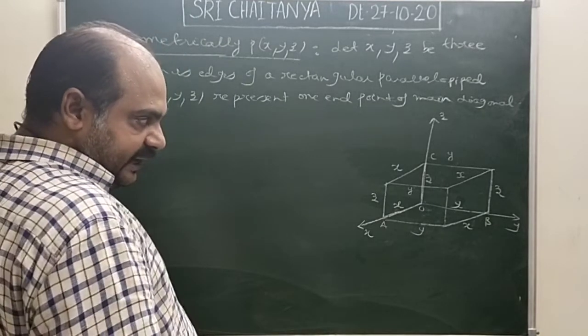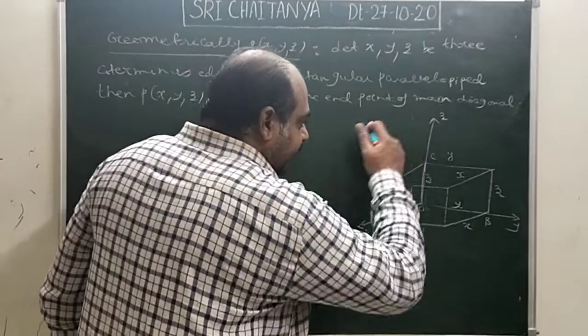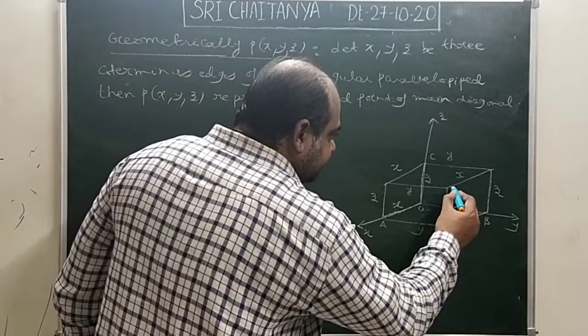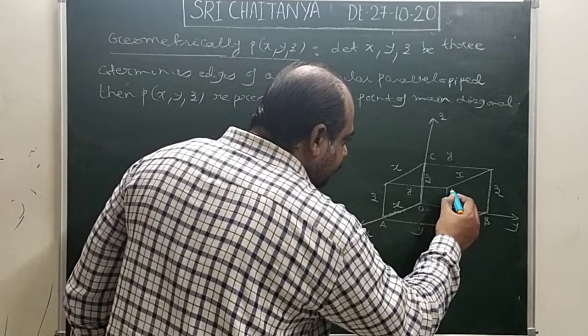So now if you look here, the rectangular parallelepiped is like this, this is O. Let us say this is point P.